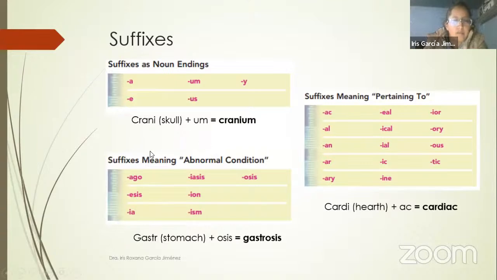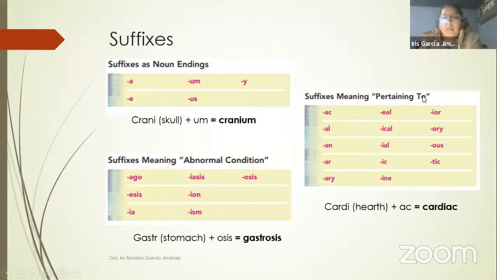For example, suffixes meaning abnormal condition are all of these seven ones: ago, isis, aya, iasis, ion, ism, osis. An example, gastro, stomach, plus osis, gastrosis. During med school, we studied the meaning of this, of course. And it's easy to understand that when we see the suffix, we know it's an abnormal condition.